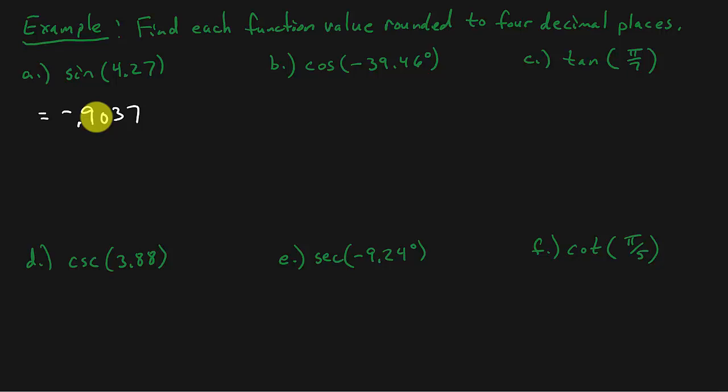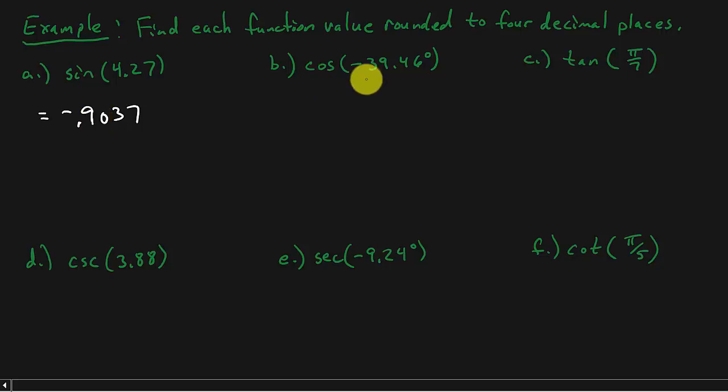Remember, 4.27, do you see the degree symbol on it? No, that is in radians. So make sure your calculator is in radian mode. Now for this one, cosine of negative 39.46, that is 0.7721. Now, on the first problem, your calculator had to be in radian mode.